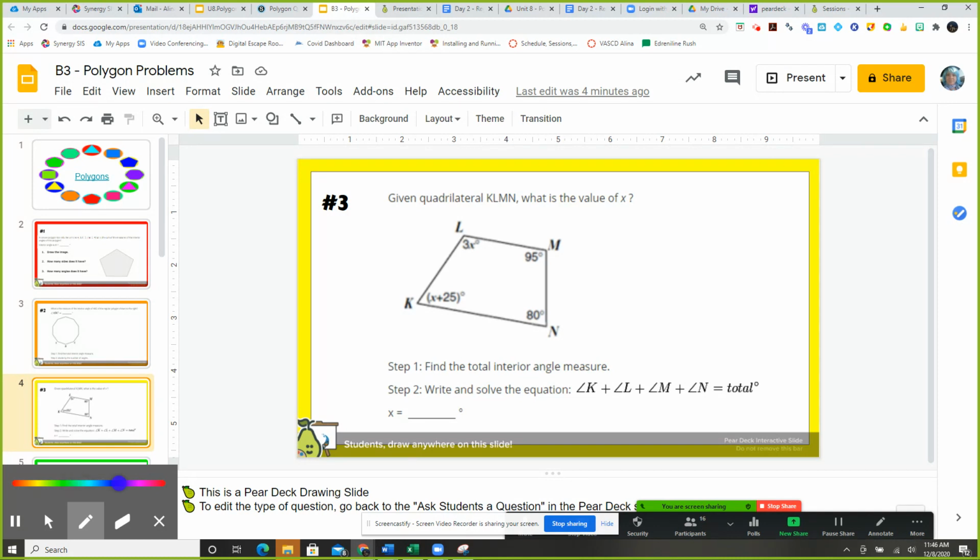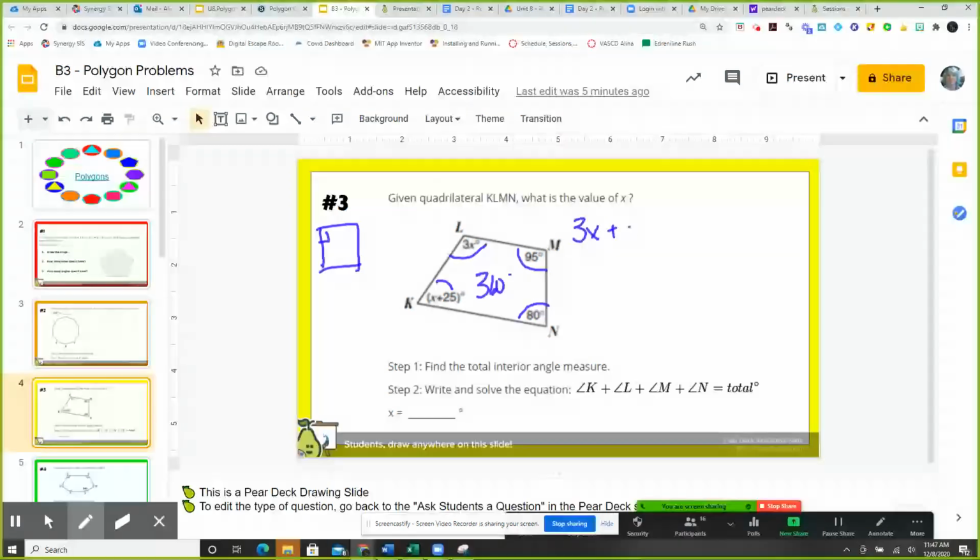So what about the quadrilateral? What should all of those angles in the quadrilateral add up to? If they were regular, they would be 90, right? So they add up to 360, right? And if they were regular, they'd all be 90. This is a trapezoid, so they're not 90 because they're not a rectangle or a square. But we can 100% make an equation out of this. 3x plus x plus 25 plus 95 plus 80 equals 360.